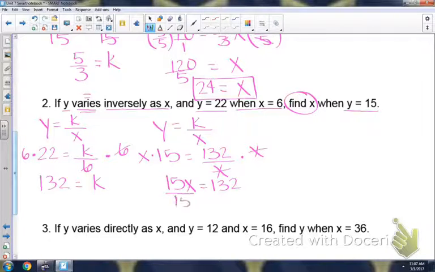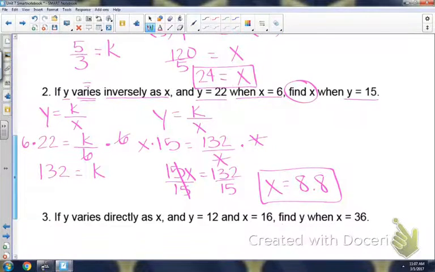So divide. At the very end, if you get a fraction, you can write it as a decimal. So x would equal 8.8. When you find your k to be a fraction or a decimal, leave it as a fraction because it makes it easier for you to plug back in and then solve for the variable that you're looking for.